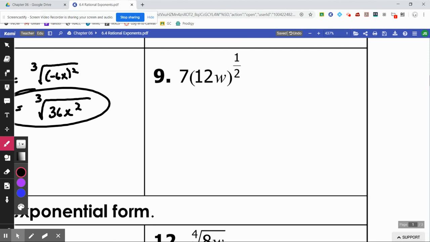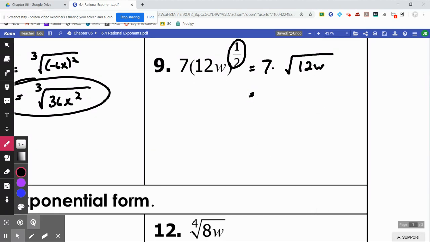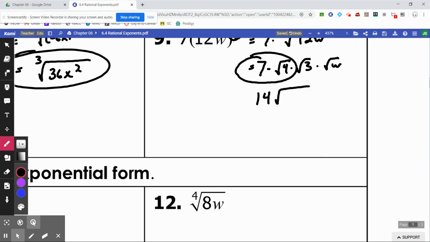Number 9, you have 7 times the radical, the 1/2 power is going to be written as a 2nd root, so a square root of 12w to the 1st power, so we don't have to put the 1. So let's try to clean this up. We're going to split the square root of 12 into root 4 times root 3, and the square root of w we're going to leave. So we now have 7 times 2, which would be a 14, and the other two radicals, things under the radicals, I can't simplify, so therefore we're going to leave it as is.